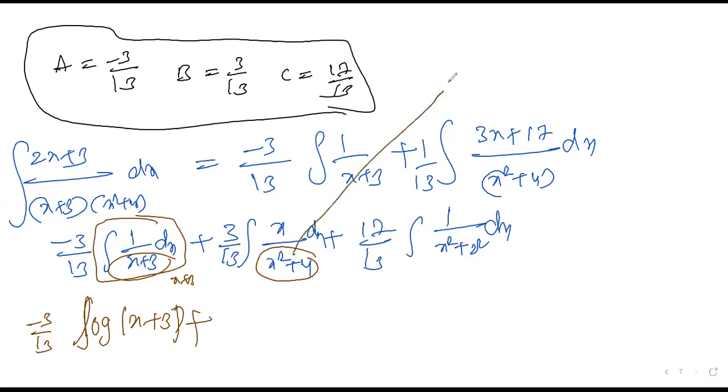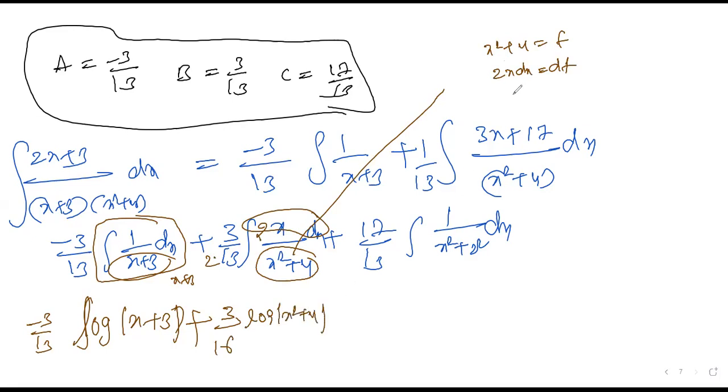So I'll take x square plus 4 is equal to T. If you do 2x dx is equal to dt, but here only x dx is available. So you can write 2 into 2, and divide by 2. Now it's available. So dt by t gives log t. So 3 by 13 into half, log of (x square plus 4). If you take x dx is equal to dt by 2, it's the same thing: 3 by 13 into 1 by 2 gives 3 by 26.